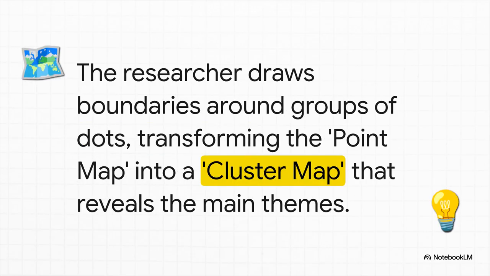Now, once you have that point map, you can literally see these natural groupings of dots. By drawing boundaries around them, the map gets transformed into a cluster map, and this is what finally reveals the major themes that the group identified without anyone even having to say it.